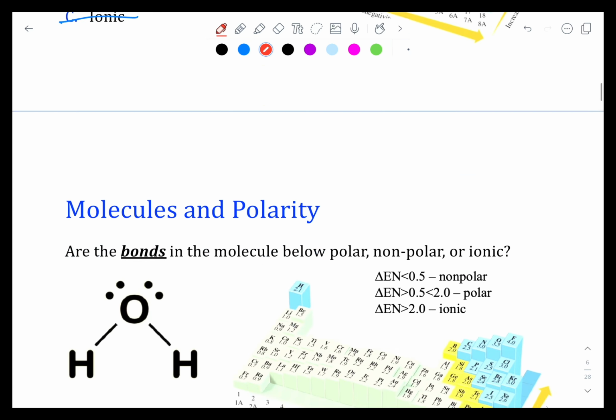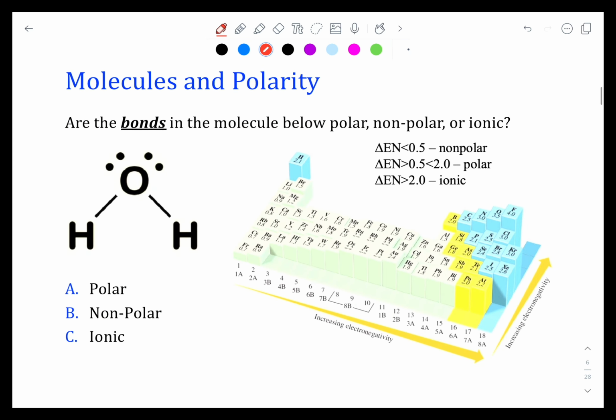Okay, let's look at our next one. So again, to review, are the bonds in this molecule polar, nonpolar, or ionic? We're going to get rid of ionic. We know it's not an ionic compound. It's water. Water is not ionic. So we want to look at the delta EN of oxygen and hydrogen. So we're looking at this bond here.